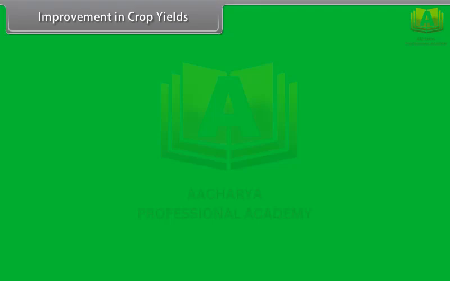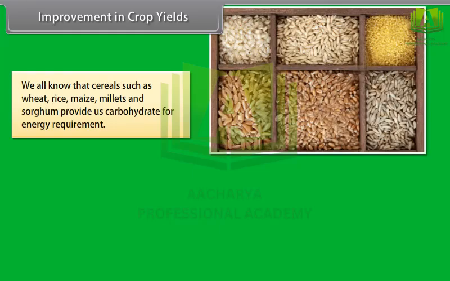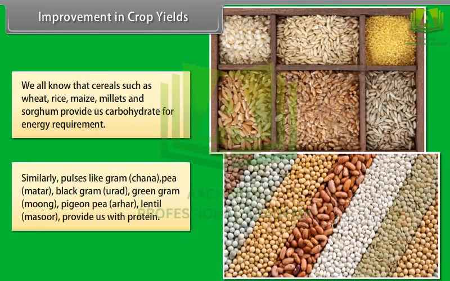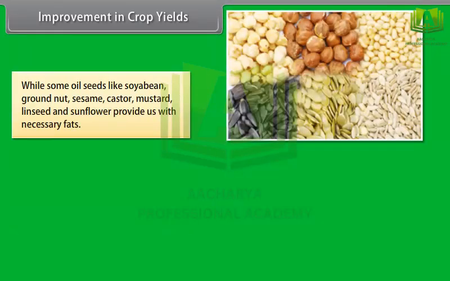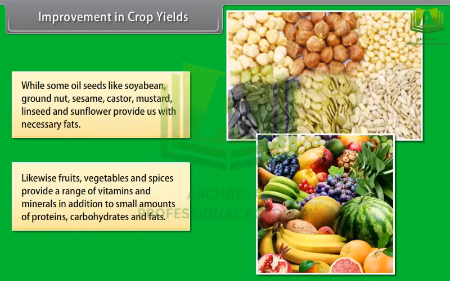Improvement in crop yields. We all know that cereals such as wheat, rice, maize, millets and sorghum provide us carbohydrate for energy requirement. Similarly, pulses like gram, chana, pea, matar, black gram, urad, green gram, moong, pigeon pea, arhar, lentil, masoor provide us with protein. While some oilseeds like soybean, groundnut, sesame, castor, mustard, linseed and sunflower provide us with necessary fats. Likewise, fruits, vegetables and spices provide a range of vitamins and minerals in addition to small amounts of proteins, carbohydrates and fats.